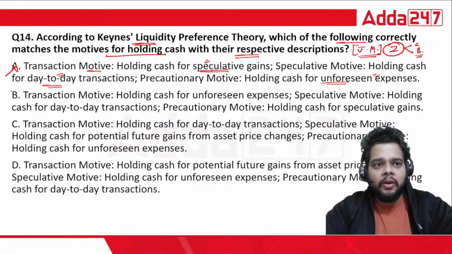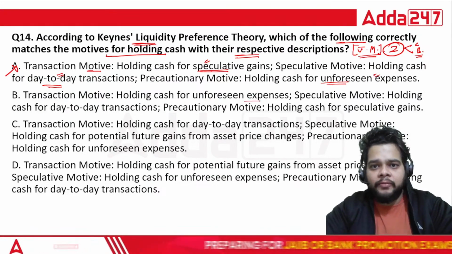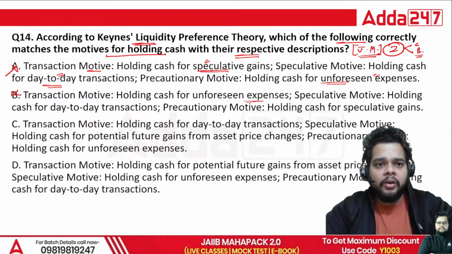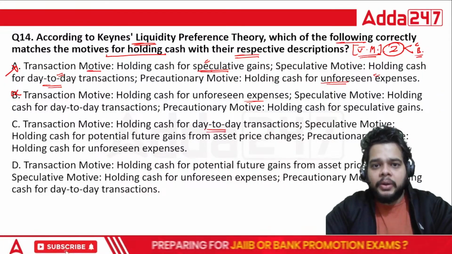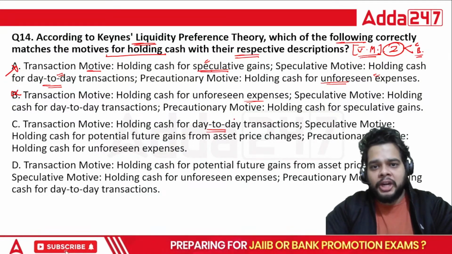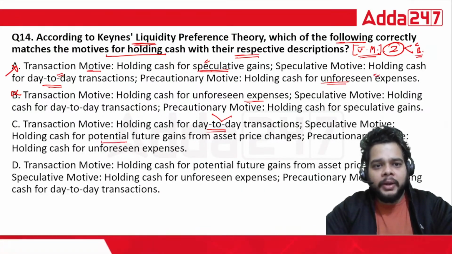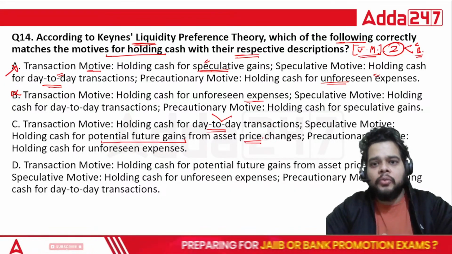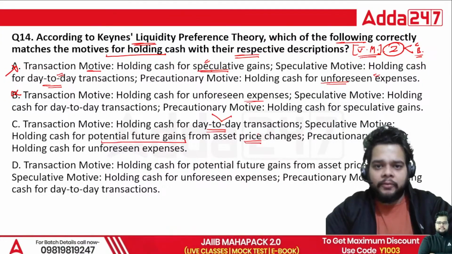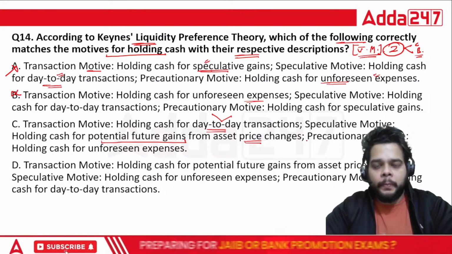So A is wrong. Transaction motive is for holding the cash for unforeseen expenses. Again, it is wrong. Transaction motive actually is for holding the cash for day-to-day transaction, be it the day-to-day transaction of the business firms or for that matter individuals. Speculative motive is holding the cash for potential future gains from the asset price change. Right? So right now you are holding the cash so that in the future, when the price fluctuates and it becomes favorable, you gain more.